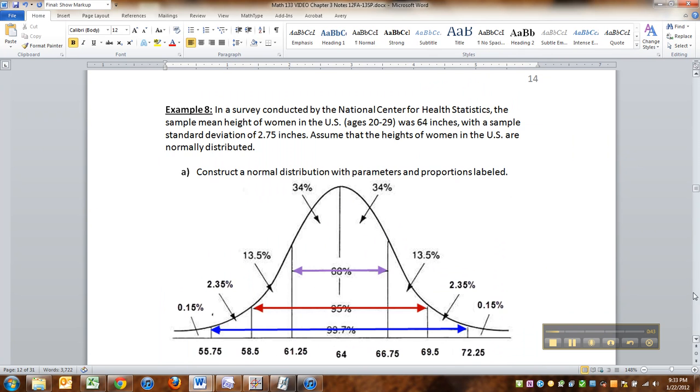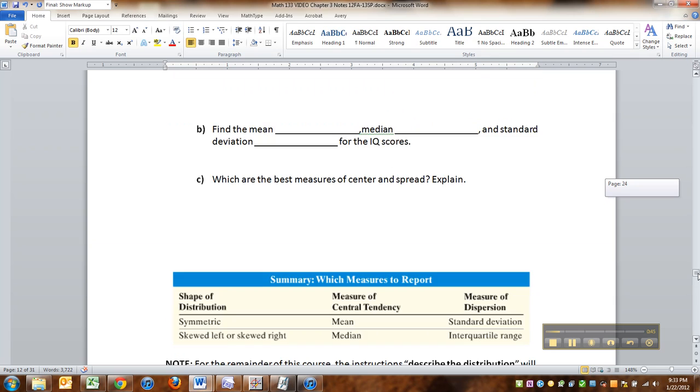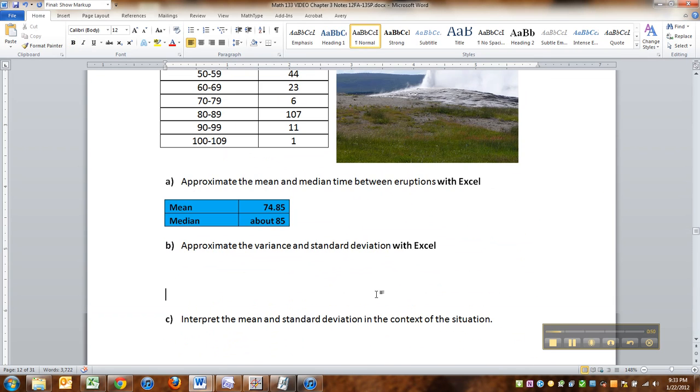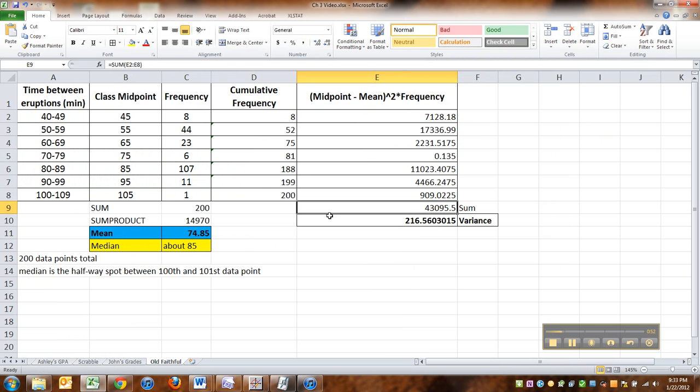So, hold on, let me zoom back down. Too far? I've gone too far. There we are. Okay, so here we are. So I found the sum, I added them all up. Now I'm going to find the variance. Now the variance, this is a sample, right? Old Faithful's erupted a lot of times.